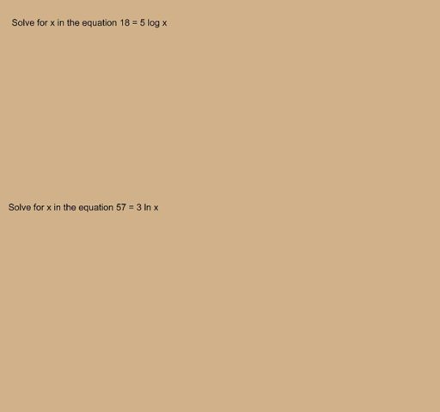So let's start with the 5. This 5 is attached to the log x by multiplication, so we can move that 5 over. Let's do that first. By moving it to the other side, the opposite of multiplication is division. So on your calculator, you're going to figure out 18 divided by 5.